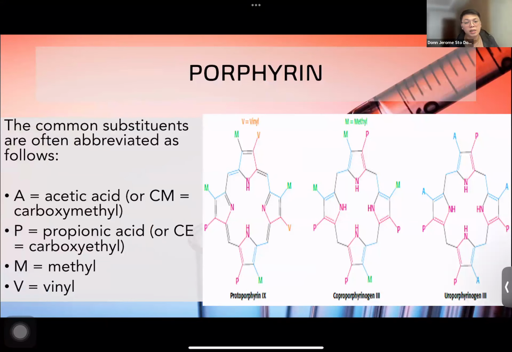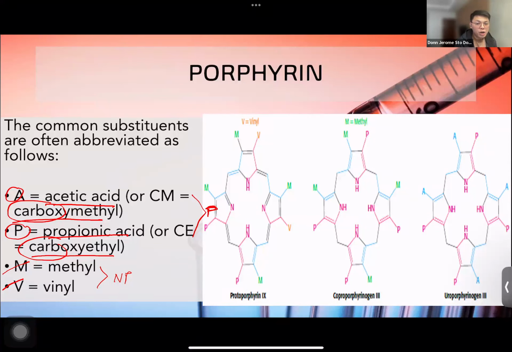Next, as I've mentioned, you can attach side chains to your porphyrin. The common side chains are as follows: acetate or acetic acid, otherwise known as carboxymethyl, and propionate or propionic acid, or carboxyethyl. These 2 side chains are the polar side chains because of the presence of a carboxyl group. Okay? While methyl and vinyl are the non-polar side chains.